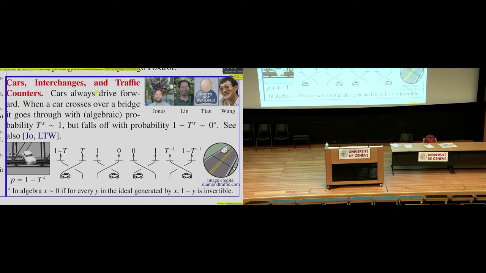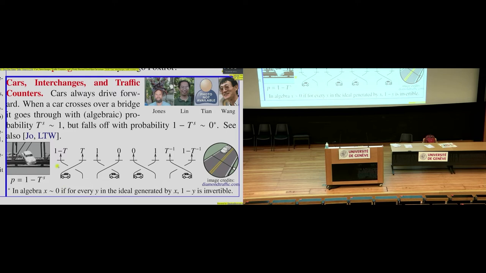So cars always drive forward on a knot, right? A knot has an orientation, so if a car drives along a knot, it always drives with the direction of the edges. When a car crosses under a crossing, it just goes through with no change. When it crosses over a crossing, so when it goes on the upper strand, then with probability 1 minus t to the s, where t is some number close to 1, so with probability close to 0, it falls down, and with probability t to the s, it continues.